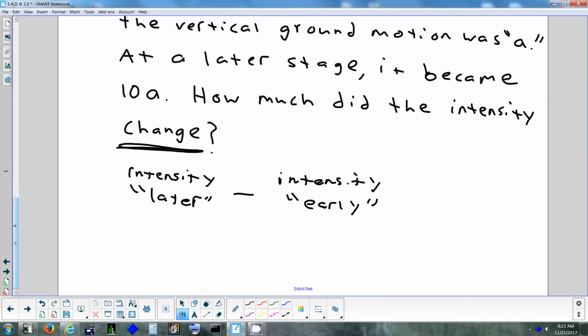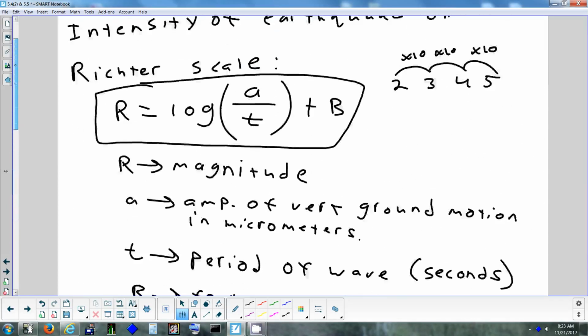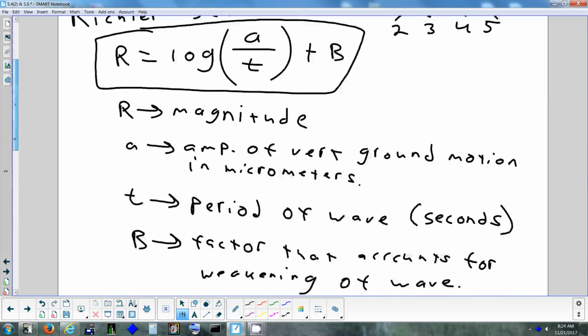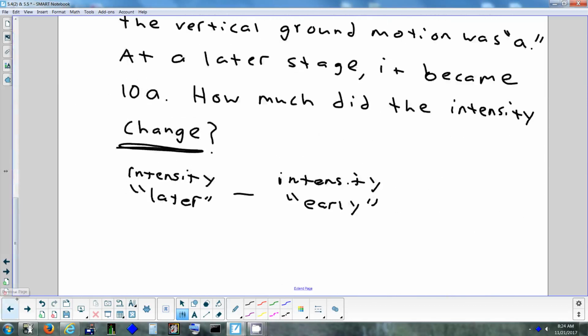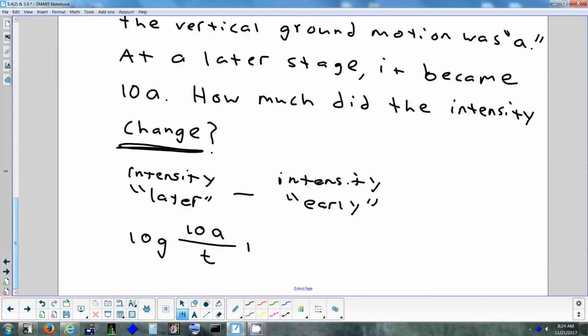Okay, so let's plug in and see what happens. So the intensity at the later stage. We know the amplitude is going to be 10A, but we don't know anything else. T is going to stay as T, B is going to stay as B, but plug in 10A for the vertical ground motion. So it's log 10A divided by T plus B.